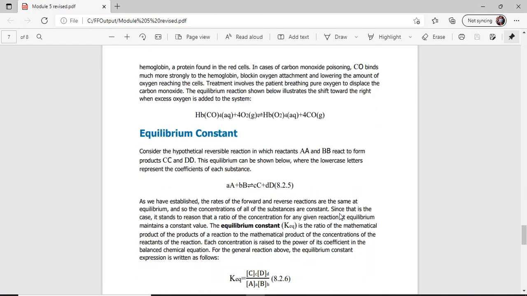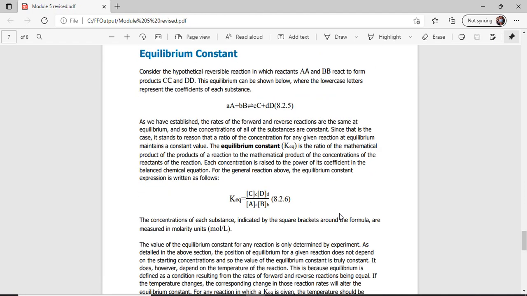Then you have your equilibrium constant. Okay, considering a hypothetical reversible reaction in which reactants A and B form products C and D. This equilibrium can be shown below, where the lower case letters represent the coefficients of the substances.